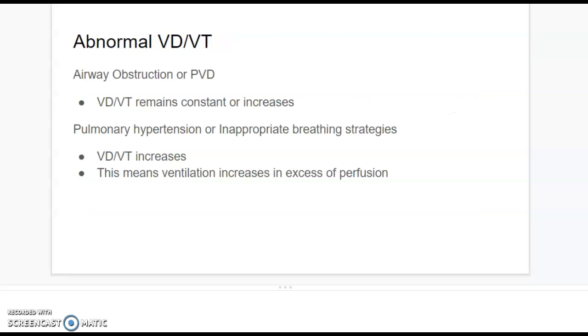Now, if you have an abnormal VD/VT, you're going to see it with an airway obstruction or peripheral vascular disease. And in these conditions, you're going to see the VD/VT remain constant, or it might increase. If a person has pulmonary hypertension or those inappropriate breathing strategies we talked about in our last video, then you're going to see that VD/VT ratio increase. And this means that ventilation is increasing in excess of perfusion. So that is not normal.